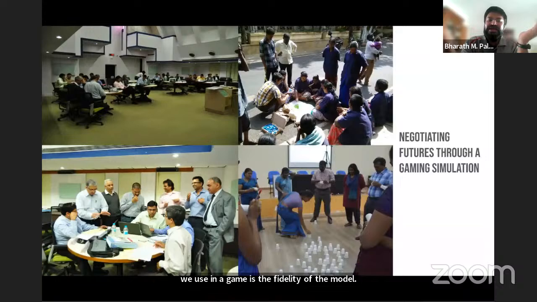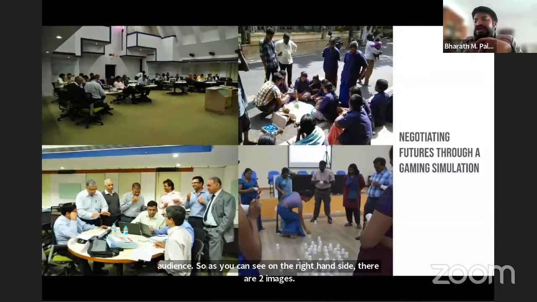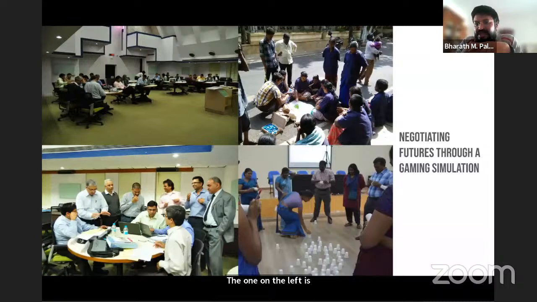As you can see on the right-hand side, there are two images. The one on the left is a board game on waste management with waste workers in the city of Bangalore. The model fidelity is fairly high, but how that is implemented in the game is abstracted out to such an extent that anybody can play the game. You don't need anything beyond numerical literacy to play the game. So you see them actually playing on the street a game on decentralized waste management in the city.